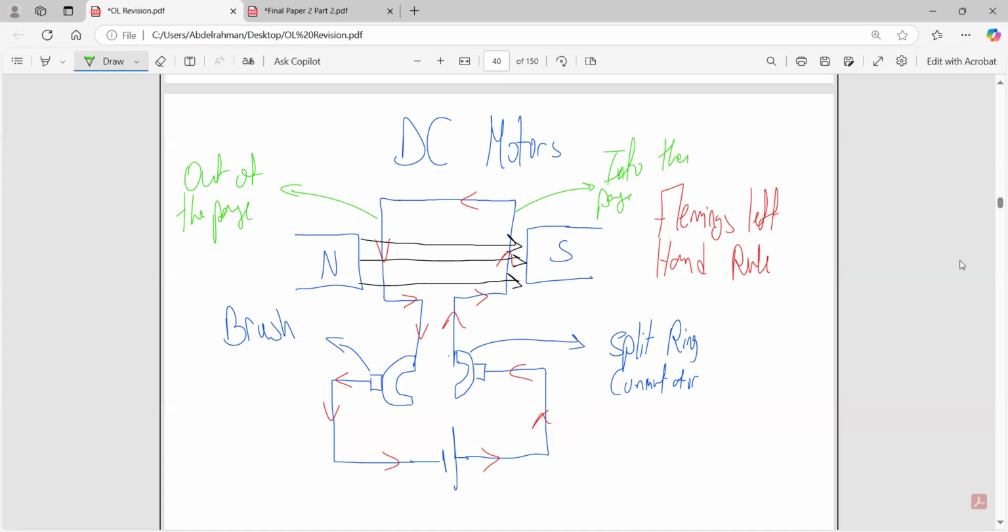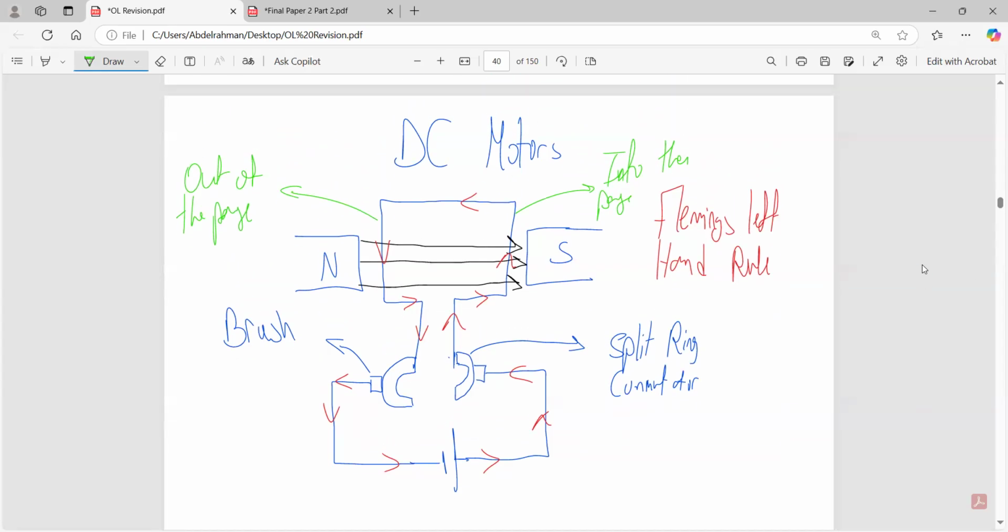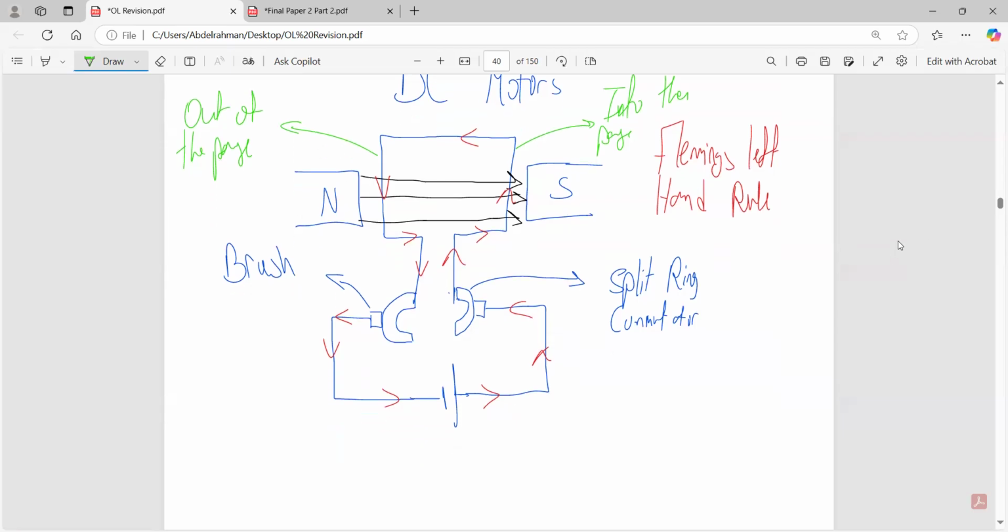It keeps on reversing the current every half rotation to keep rotating in a continuous motion in the same direction. This is the split ring commutator. It's a crucial part of the DC motor. Without it, it would keep on rotating a half rotation in one direction, then a half rotation in the other direction, which is completely wrong.